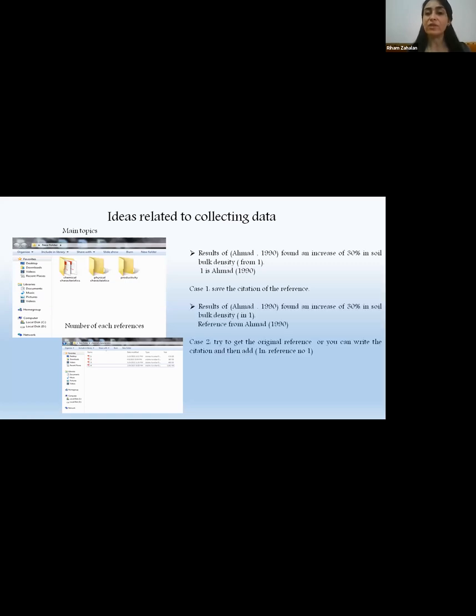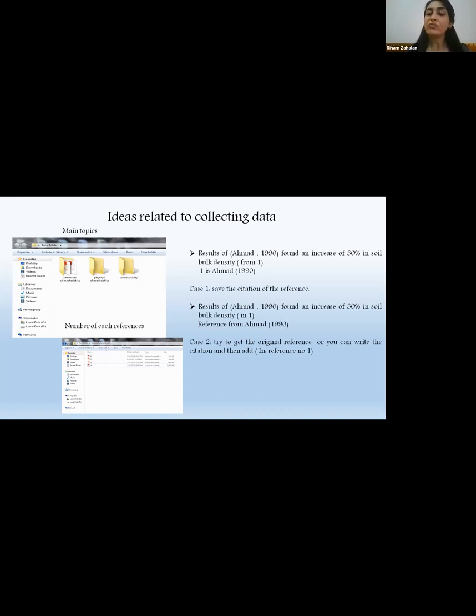So I can, for example, write this information in my Word document. It comes from reference number 1. In this case, I have actually two cases while writing, so you will not get mistaken with your references. For example, if I write this result is from Ahmed 1990 that found that and that and that, and then I write number 1, I mean by this that the study of Ahmed 1990 found that. So in this case, I save the citation of the main reference, which is Ahmed 1990.